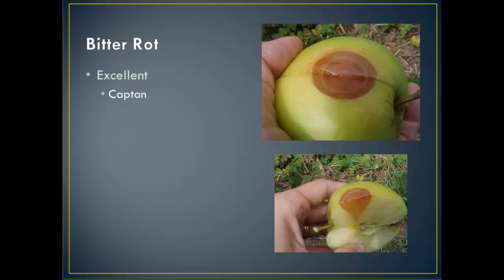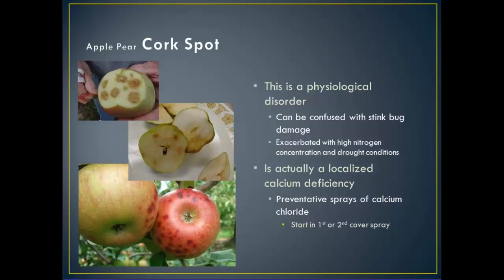Now, this is not a disease, but I just want to point this out, so I'm not going to go over any great detail. We do have some things that, if you're not familiar with them, you might think are disease. This is what we call cork spot, and this is a nutritional disorder. It's usually associated with boron and calcium deficiencies, and usually these are addressed with preventative sprays of calcium chloride. Usually you start those in first or second cover.